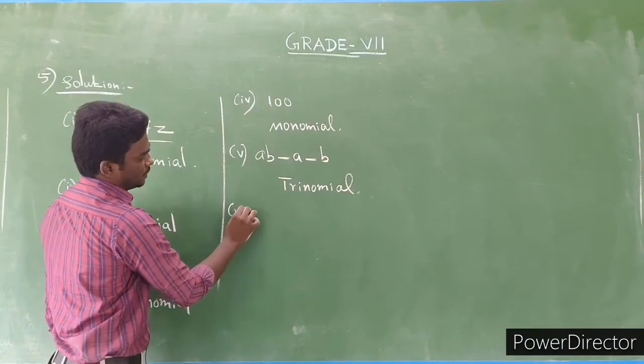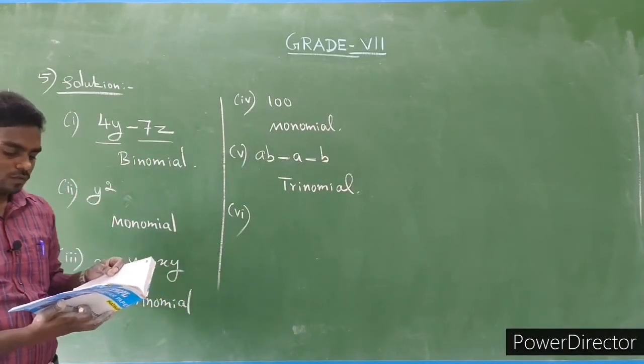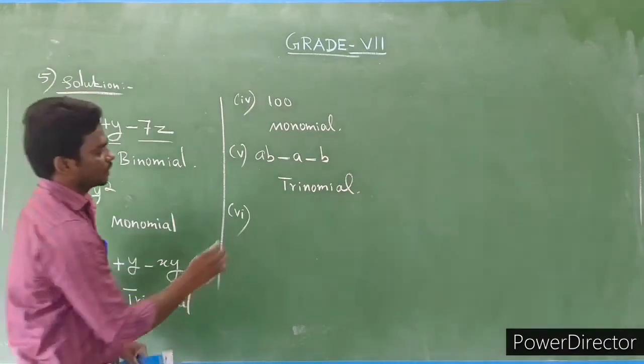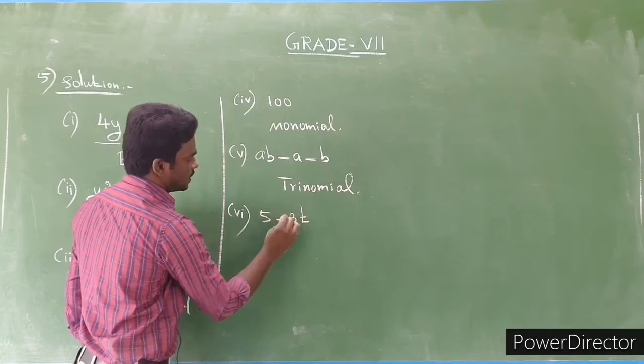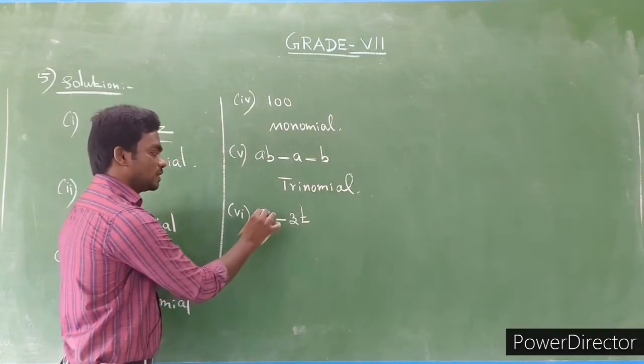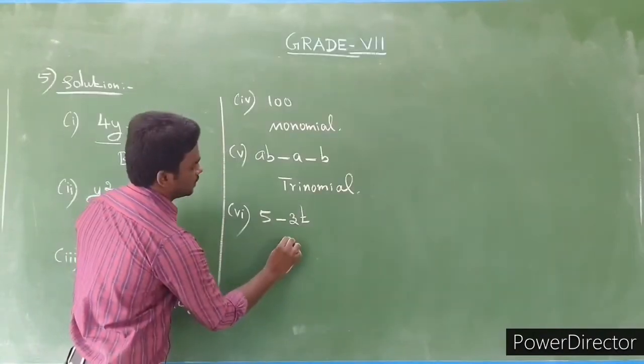Next, sixth one. What is the sixth one? 5 minus 3t is given. How many terms are here? 5 is one term and minus 3t is the second term. So this is called a binomial.